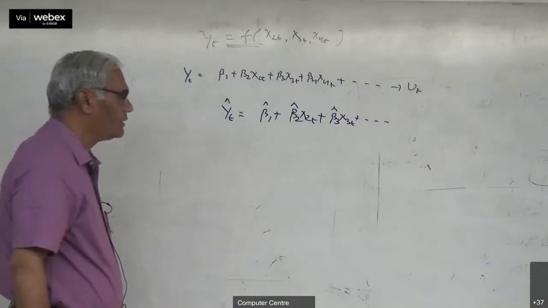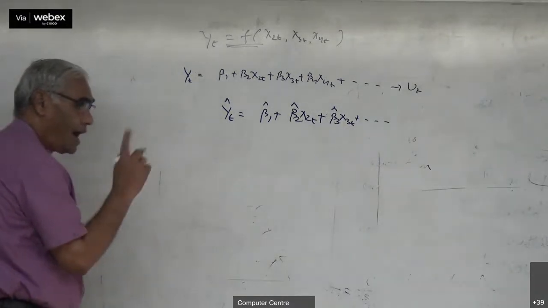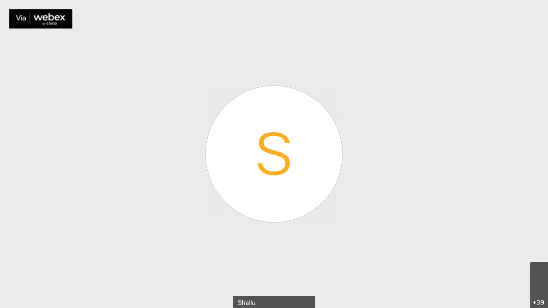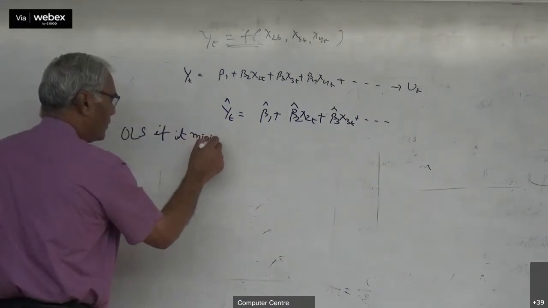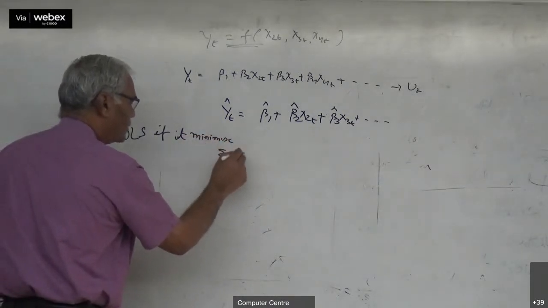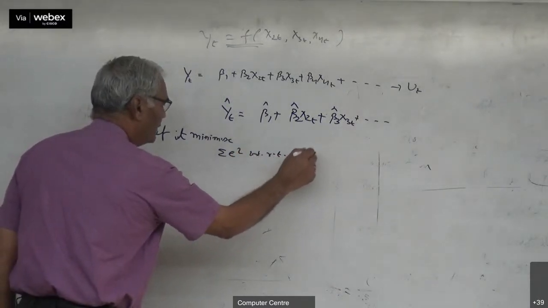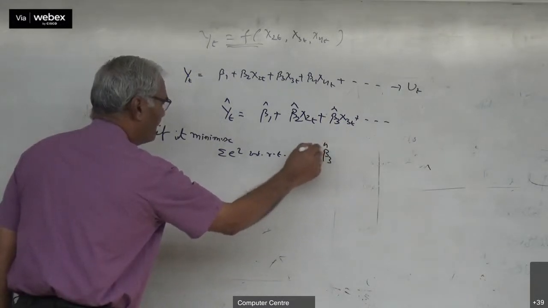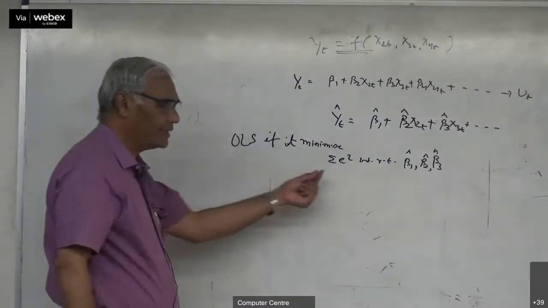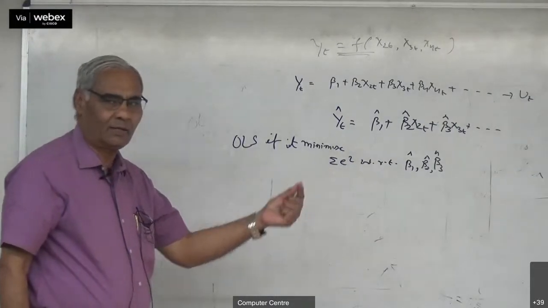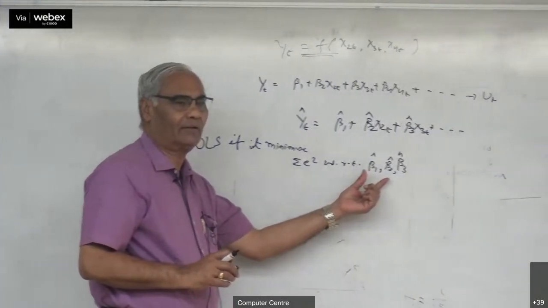So what will be the situation? Beta 1, beta 2, beta 3, they are known as OLS estimates if it minimizes summation E square with respect to beta 1, beta 2 and beta 3. Only condition for this is that we get the value of E square, and that sum of E square should be minimum with respect to what? With respect to these three parameters.